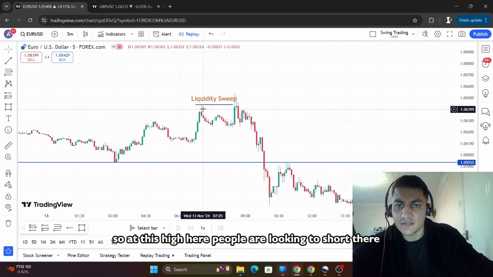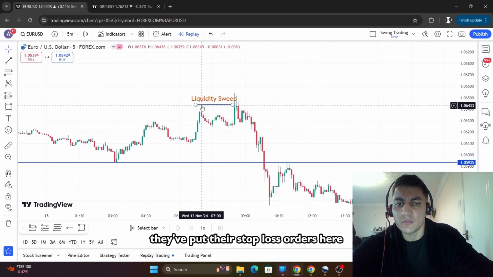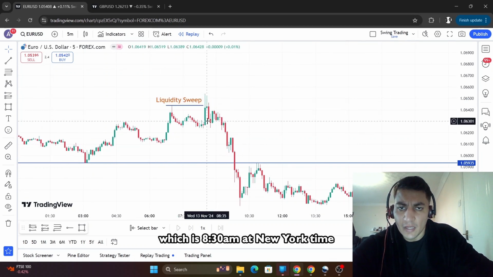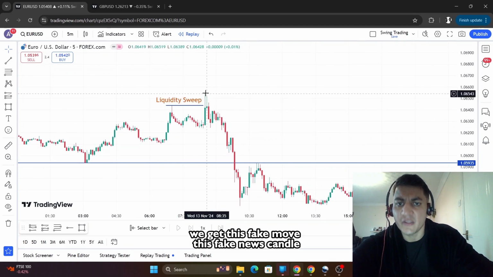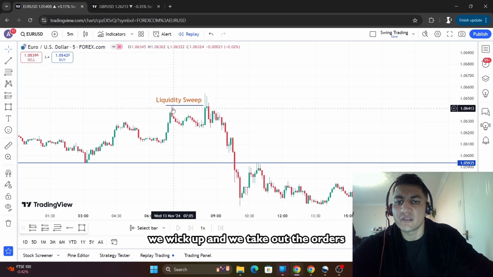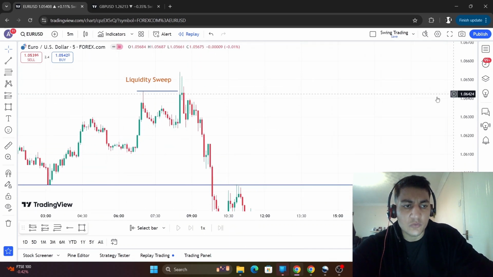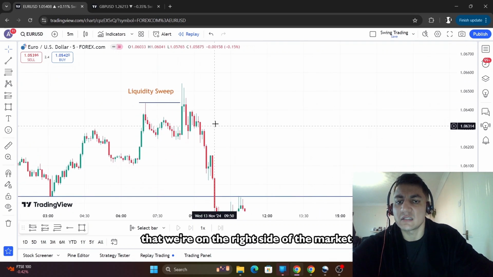So at this high here, people are looking to short. They've got their stop loss orders here. And at the news event, which is 8:30 a.m. New York time, we get this fake move, this fake news candle. We take out the orders, and then we instantly start moving down. At this point, we see confirmation that we're on the right side of the market.